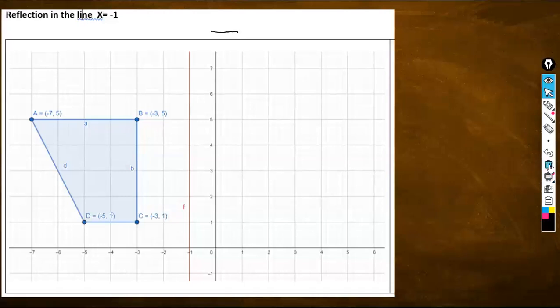All right, so here's another question. This time we want to reflect this shape in the line. Now look at this. This question is not a reflection in the x-axis. This question is not a reflection in the y-axis. This question is a reflection in the line x is equal to -1. I just wrote it bigger.